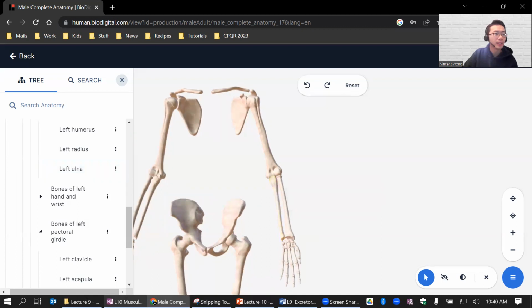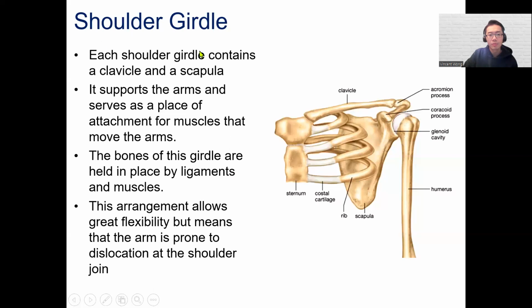Okay, let me show you the PowerPoint slide. Shoulder girdle. Everything I told you, you can just read about it. That's the glenoid cavity that I was talking about. Don't worry about the acromion and the coracoid. We're not going to worry about those things. This is the humerus. You can see the clavicle goes to the front and it connects with the manubrium of the sternum.